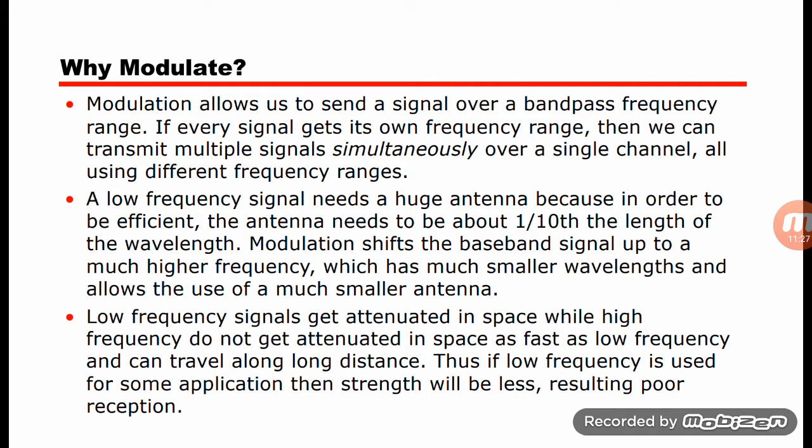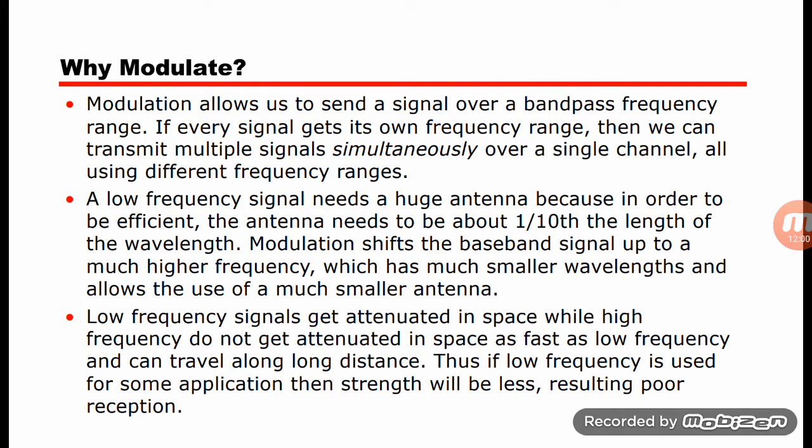What does it mean? If the frequency is low, lambda is going to be high, because C is a constant, right? The frequency is low, lambda is high. And if the frequency is high, lambda is low. And lambda is what? Wavelength, right? Now read this. A low frequency signal needs a huge antenna. Why? The antenna has to be about 1/10 the length of the wavelength. So if your frequency is low, lambda is going to be high. And 1/10 of that lambda is going to be high, right?